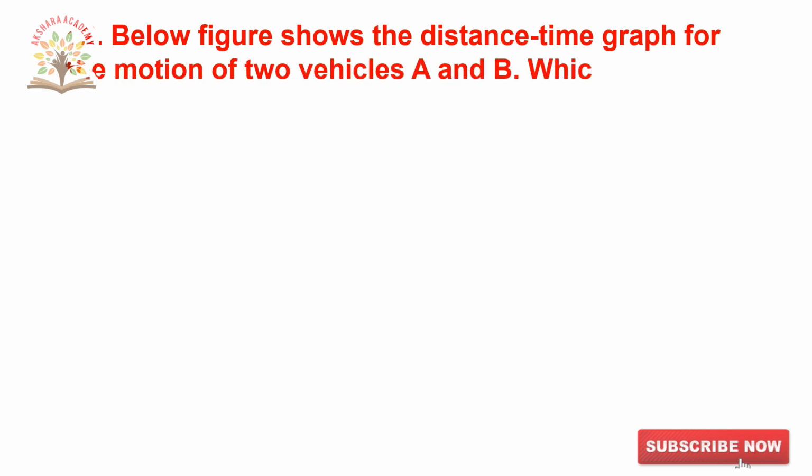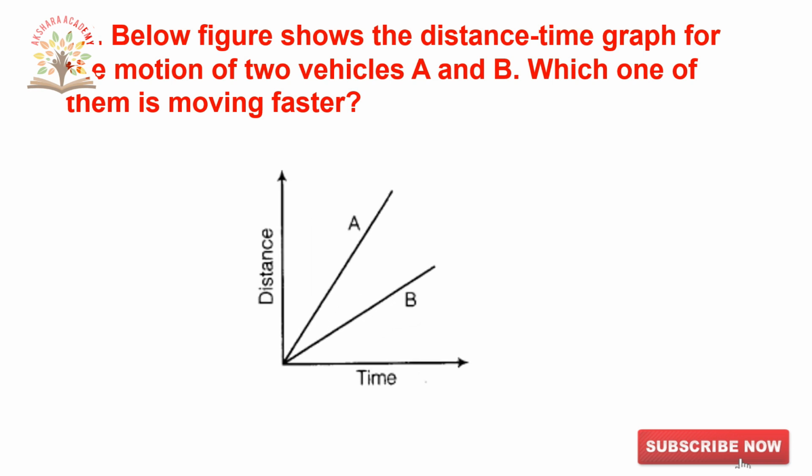Below figure shows the distance time graph for the motion of two vehicles A and B. Which one of them is moving faster? See the graph. This is the distance time graph for motion of two vehicles. One is A and the other is B. So from this graph we have to say which vehicle, either A or B, is moving faster. See here. Now let us go to the solution.